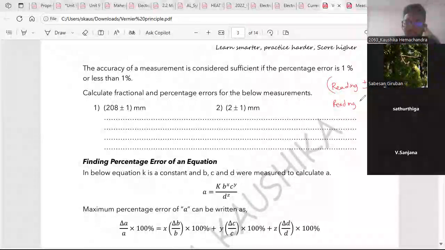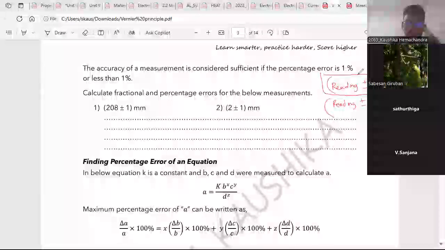Sometimes we take the maximum possible error as reading plus or minus half the least count. But mainly we take this, right? You can write this. It's a common thing for any reading. That's how we write it, but we never write it like that in practice.